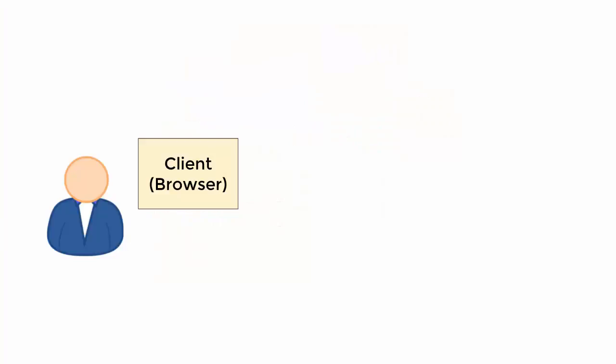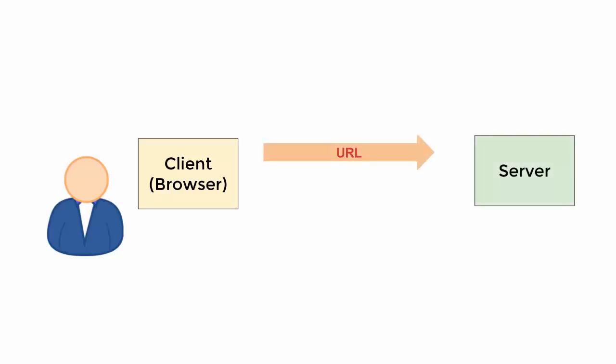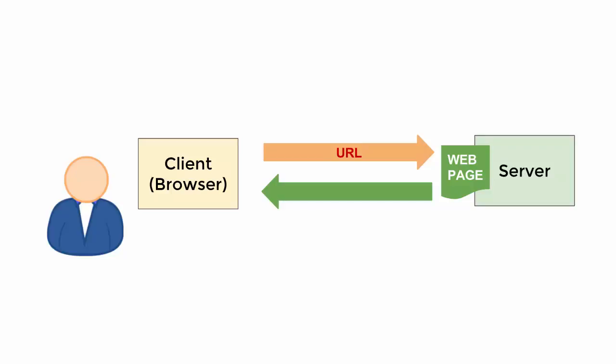Let's shortly recap what the internet is about. Basically, there are clients requesting information and there are servers providing information. The client asks the server for a web page by sending a URL to the server. The server looks up its file system and returns the page if available.